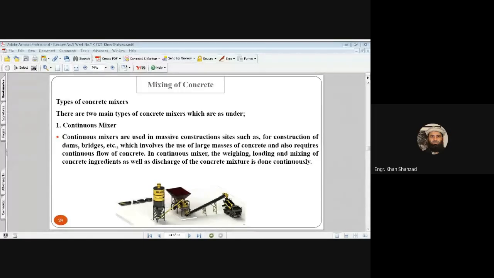We were talking about the mixing of concrete. So let's start with the types of concrete mixers.